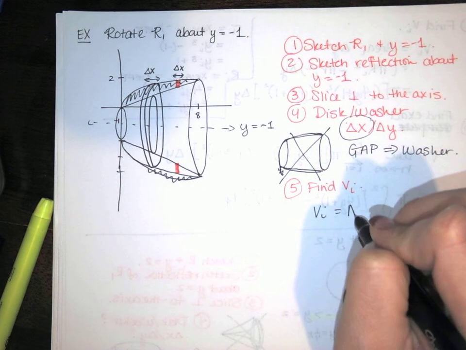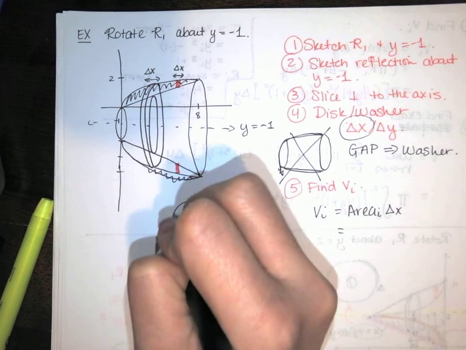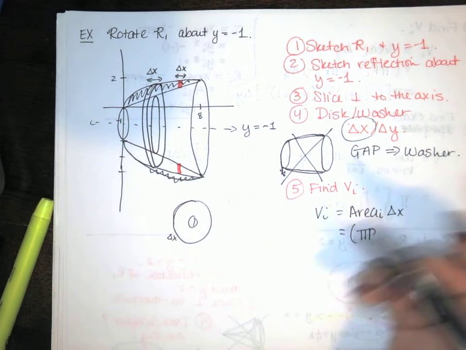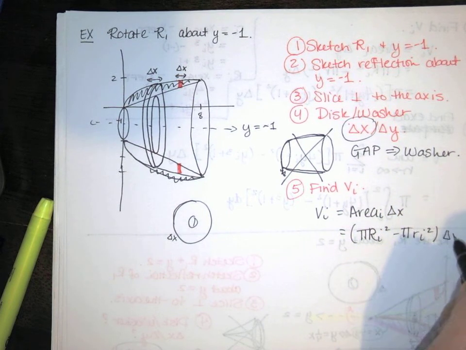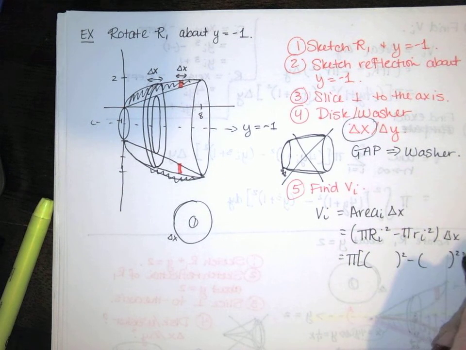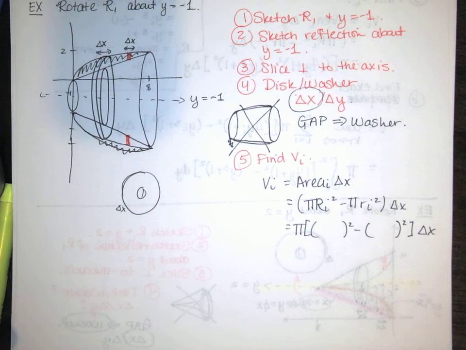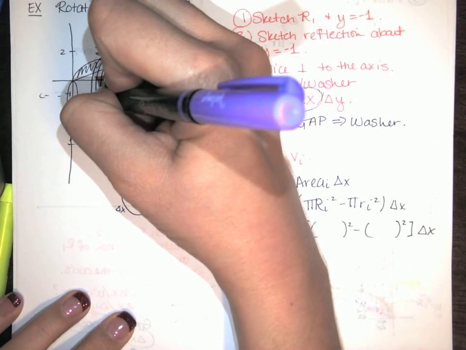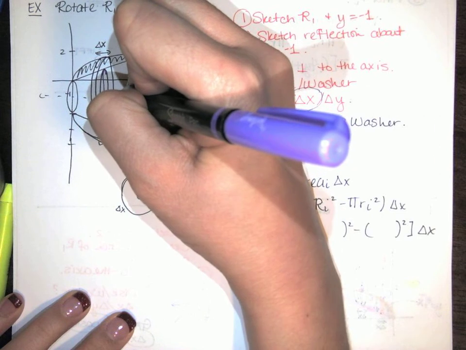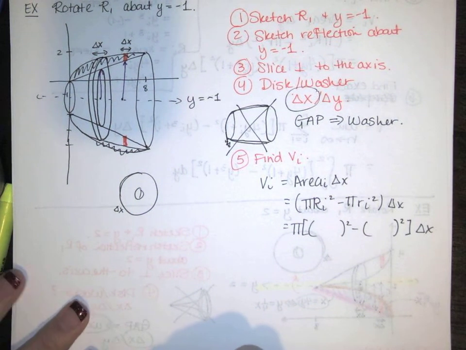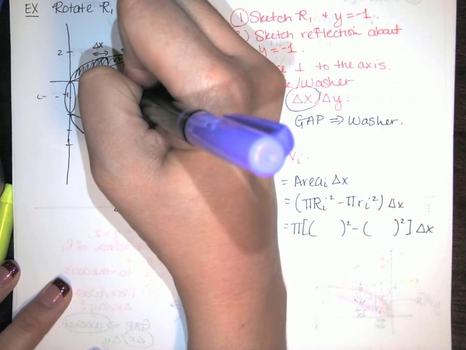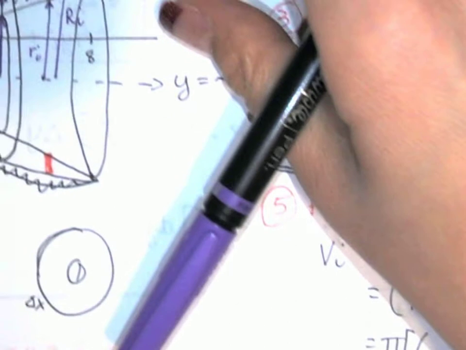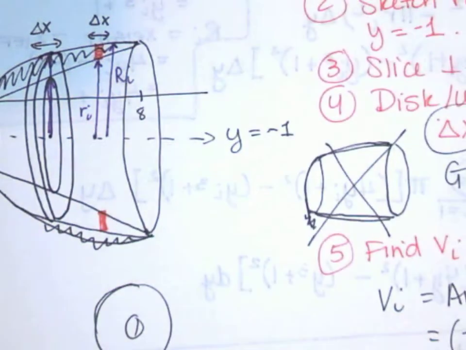So V sub I is area times the thickness, which is delta x this time. The area of a washer, this space, is the area of the large circle minus the area of the small circle. Factor out the pi. Outer and inner radii: starting at the axis and going to the innermost edge of that washer, or alternatively starting at the axis and going to the innermost edge of that representative rectangle. That's little r. And big R goes from the axis out to the outermost edge of the washer. So that's what we're looking at, from here to here or here to here. Notice their vertical distances.